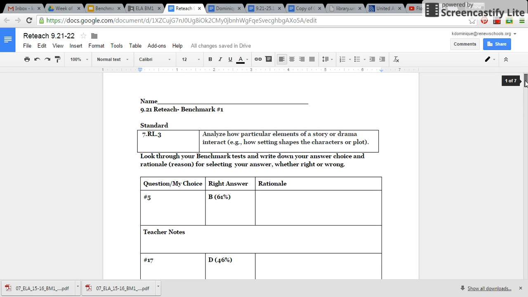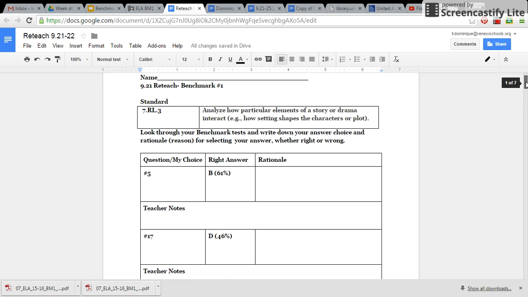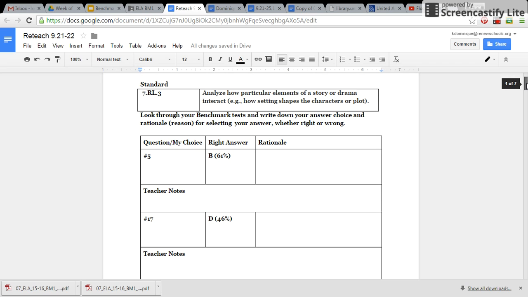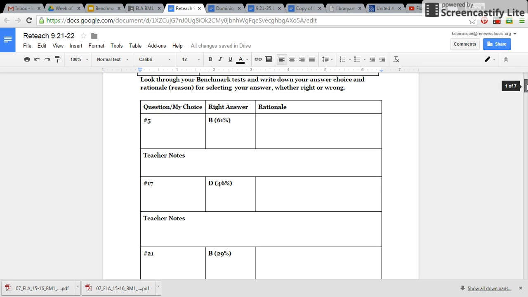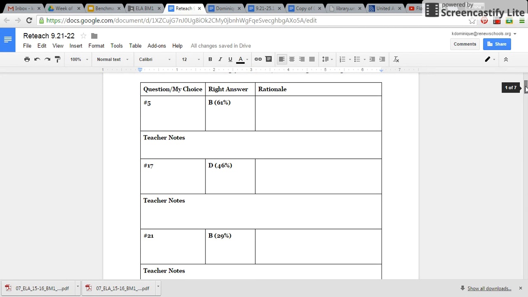Please quickly take out your benchmarks, and I want you to do the first part of this handout, which covers standard RL3, analyzing how particular elements of a story or drama interact. So that's question number 5, question number 17, and question number 21. Please write your answer choice, and I want you to write your reason for choosing that particular answer. Please do all 3 of these questions. You can pause the video now to complete this part of the handout.